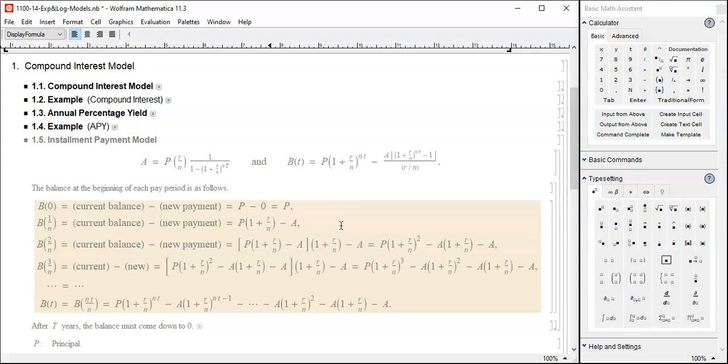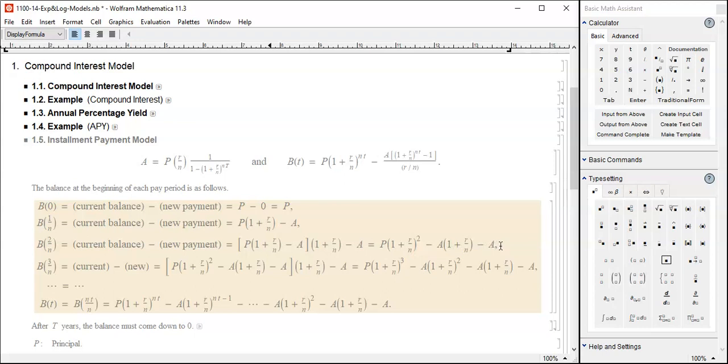Okay, after another month, this current balance grows by 1 plus R over n. You see, we discussed why this factor keeps being multiplied before. And that was the previous balance, so it grew. But then again, I just paid new money, A, the second monthly payment. So the total is this one minus this times this.